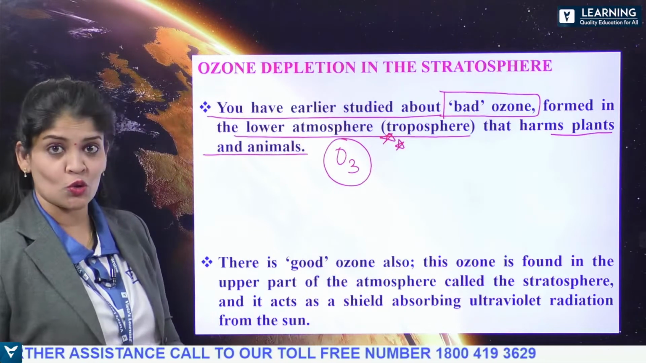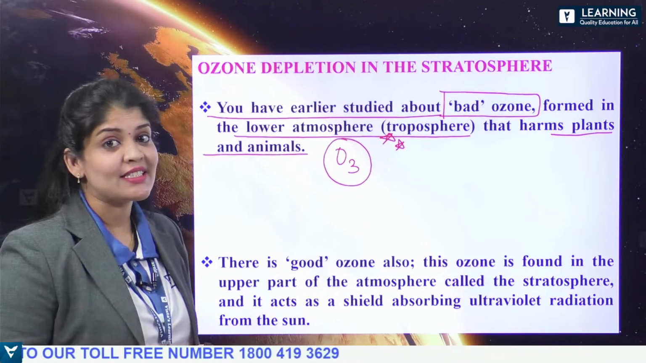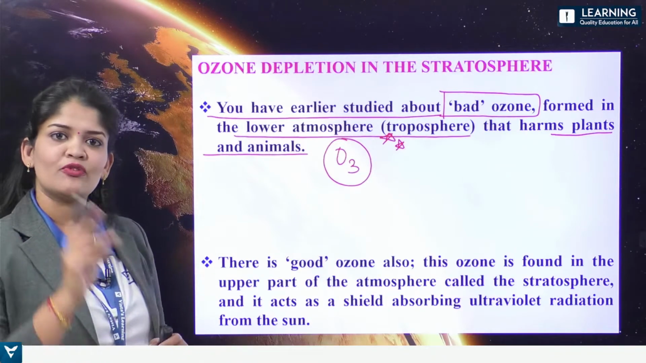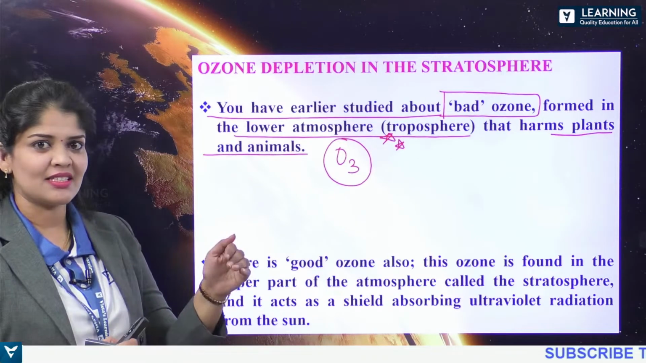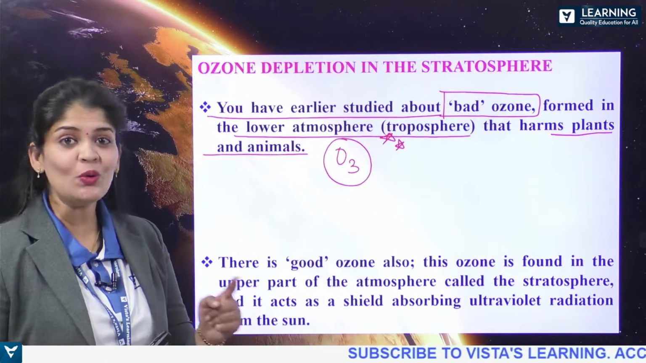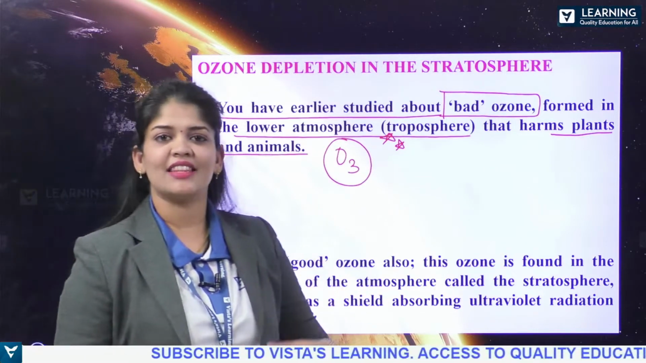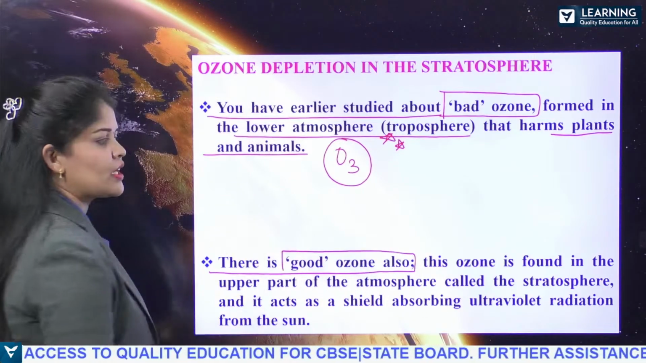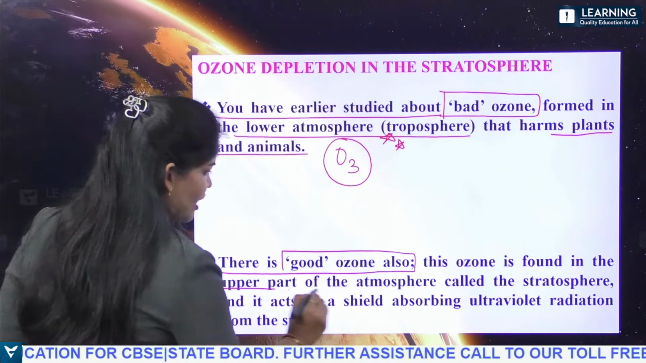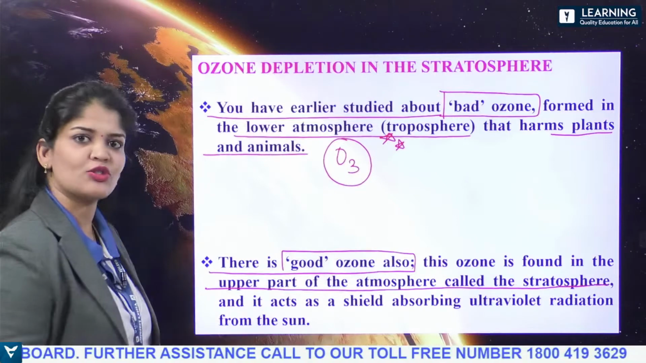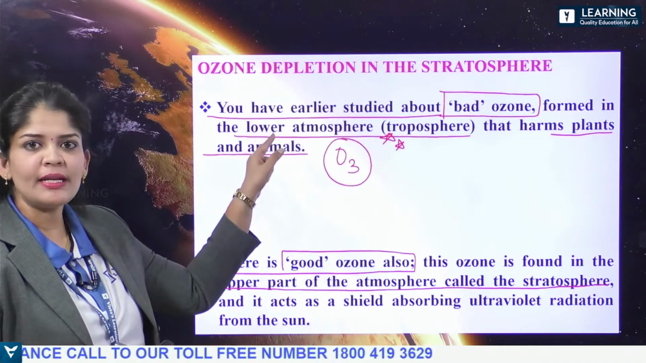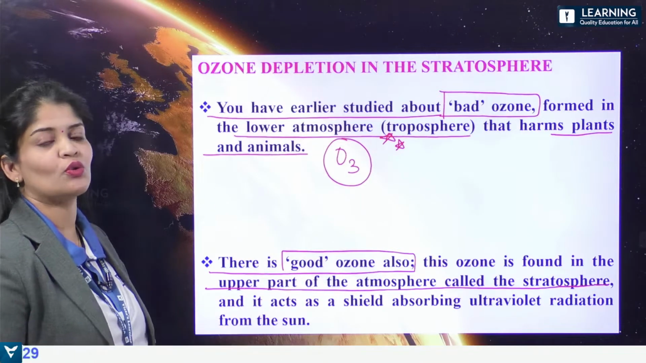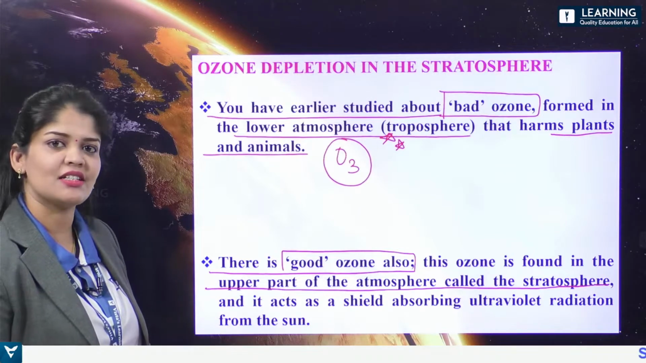Then where do we find the good ozone? We know that ozone is essential to absorb the UV rays coming from the sun and hitting the earth's surface. In between, there is a layer of ozone that we call good ozone, which is present in the upper part of the atmosphere, called the stratosphere. So in the lower part of the atmosphere, the troposphere, we find bad ozone, and the good ozone is present in the upper part, the stratosphere.